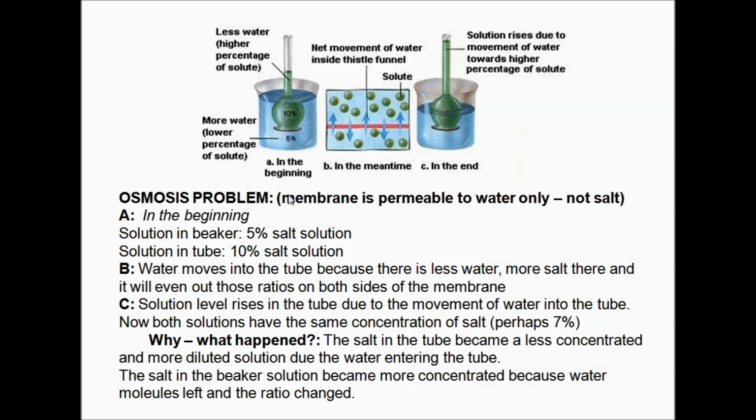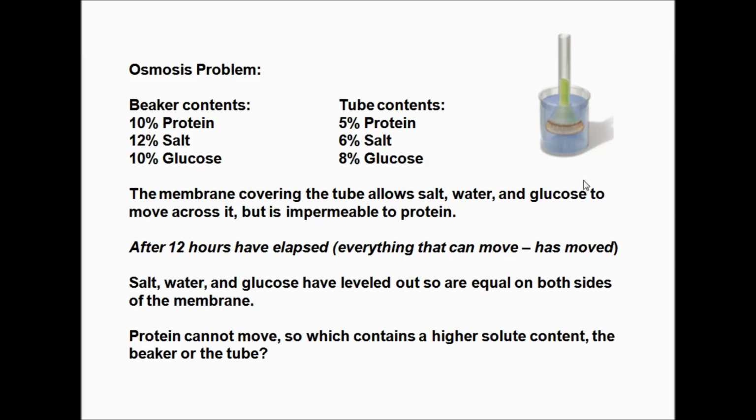So we have solution in a beaker over here in the beginning, a 5% salt in the beaker, 10% in the tube. So what's going to happen? The water's going to move. The water's going to move into that tube to try to get the same ratio of solute, which is sugar, to water inside that tube as out. So we get more water going in there. Let's look at another one. This is like in the test, but different percentages.